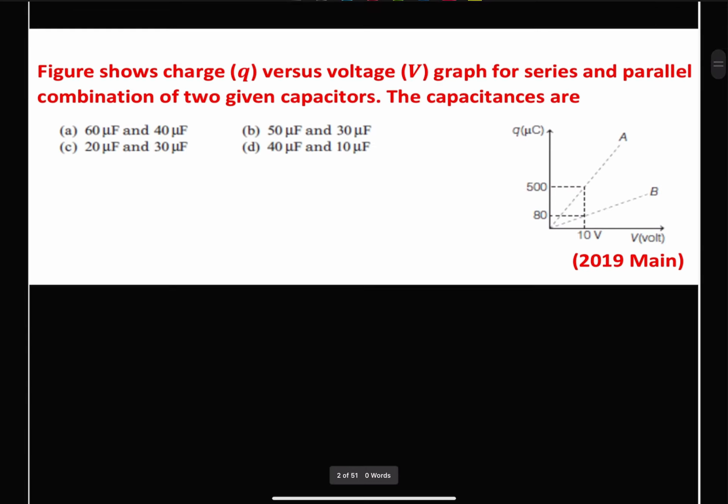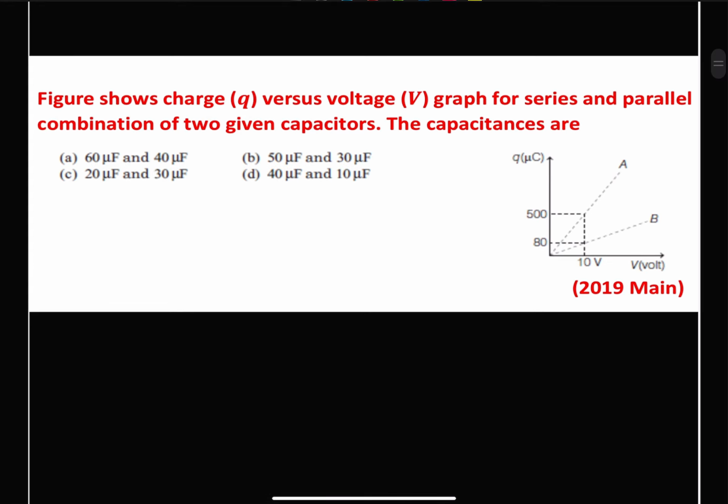Next question. It states that the figure shows charge Q versus voltage V graph for series and parallel combination of the two capacitors. The capacitances are. So a basic graph is given to us. We are having two plots, one is A and another one is B. They are having the same voltage, but the charge on A is given as 500 microcoulomb and the charge on B is given as 80 microcoulomb. Both are having the same voltage source.